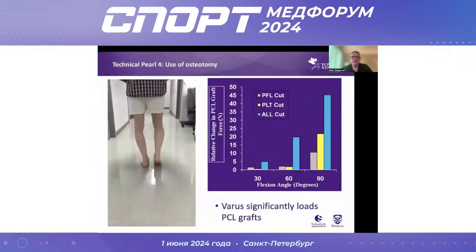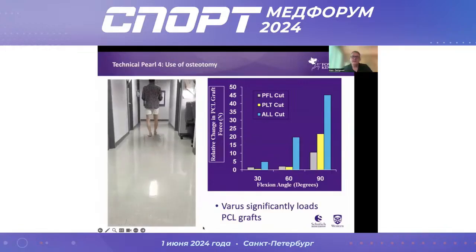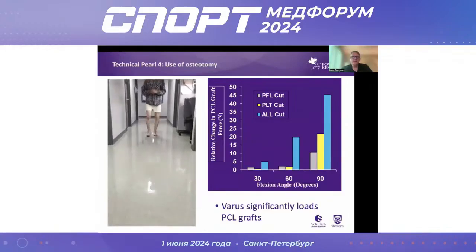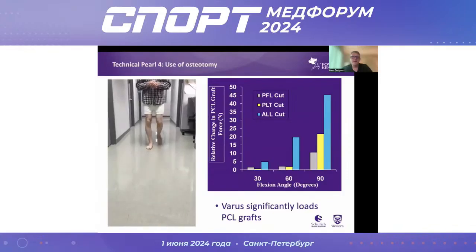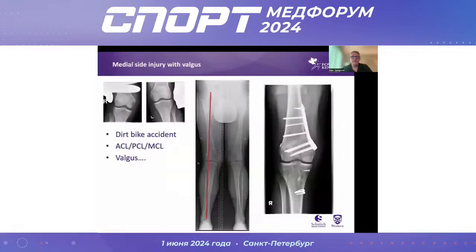Very important also to think about the use of osteotomy. So we know that varus significantly loads PCL grafts as well as ACL grafts. So if you have a varus thrust, think about correcting that in the chronic scenario. This is an example of a failed posterolateral corner reconstruction where we did a coronal plane correction on the tibia, and that certainly solved his ongoing laxity problems.